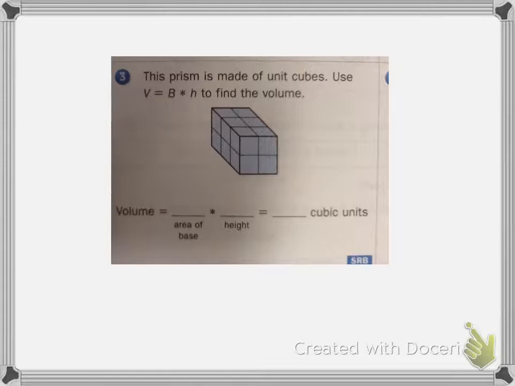Number 3 says, this prism is made of unit cubes. Use volume equals area of base times height to find the volume. So if I want to do the area of the base, I would look right here and see that it is 6. Then I would look at the height, which is right here, see that it's 2, and multiply them. 6 times 2 is 12. Therefore, the answer is 12 cubic units.